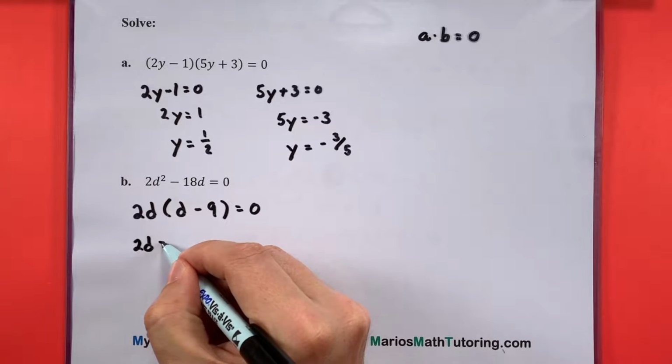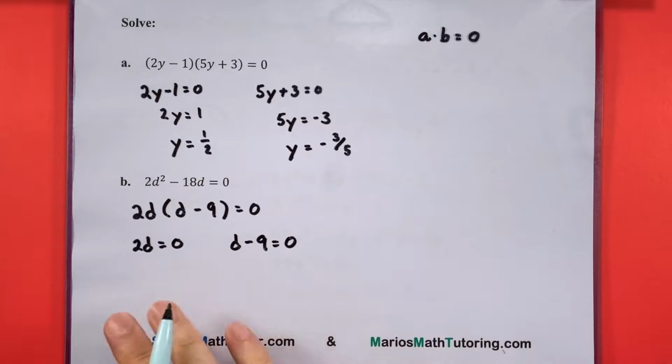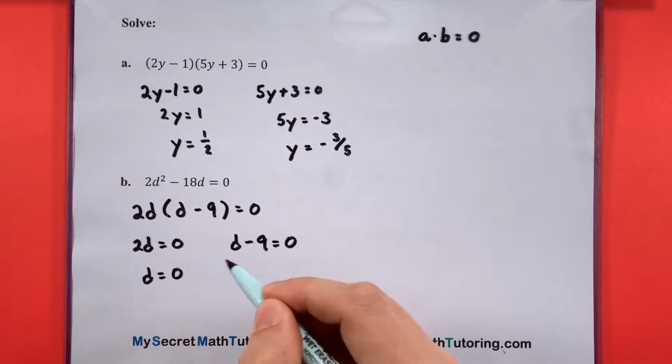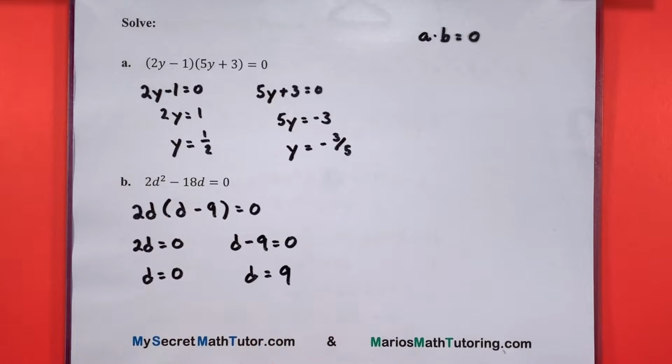So I can say 2d is equal to 0, or d minus 9 is equal to 0, and then solve each of these individually. Dividing by 2 over here, we have d equals 0, and adding 9 to this one, we have d equals 9. So here are our two solutions for that one. D is equal to 0, or D is equal to 9.